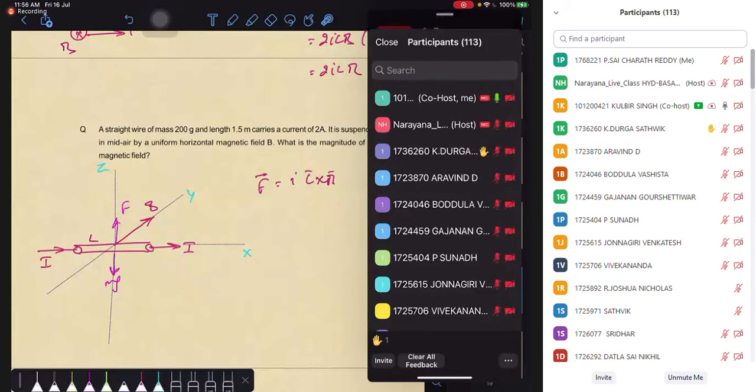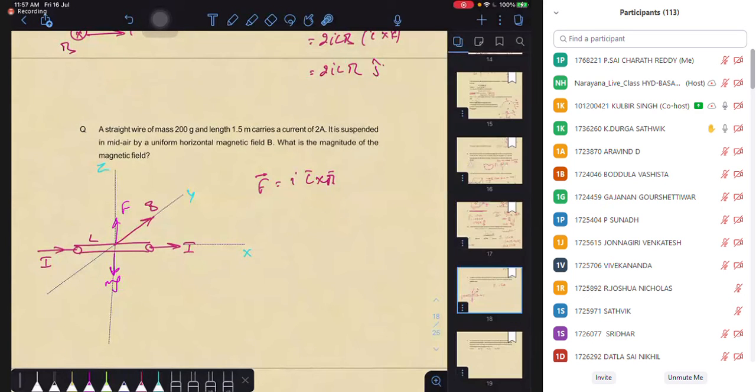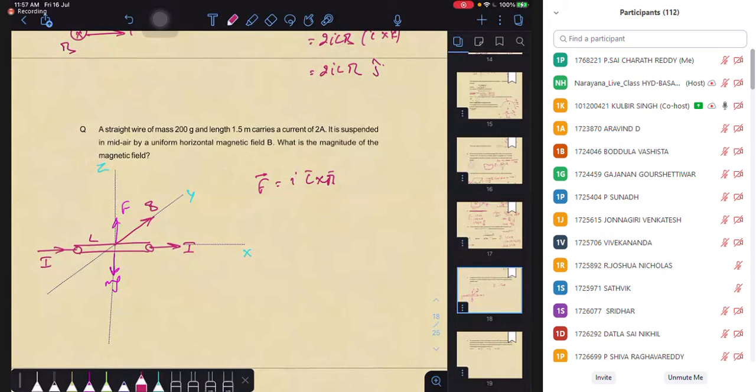Yes, Durga Prasad. Sir, the answer is 0.65 only, sir. Check it, let's check it here. So the force is equal to BIL sine angle, where the angle here is 90 degrees. The force you can say is mg, current is given, and you can find the value of B.